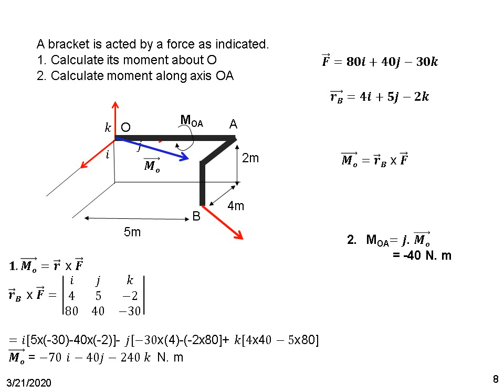Now, calculate the moment along the axis OA. That is the second part. It is very clear from the picture that OA is along the J axis. By definition, to find the moment of a force about a given axis, we take the dot product of the unit vector along that axis with the moment vector we just calculated. So you get minus 40 Newton meter in this case.